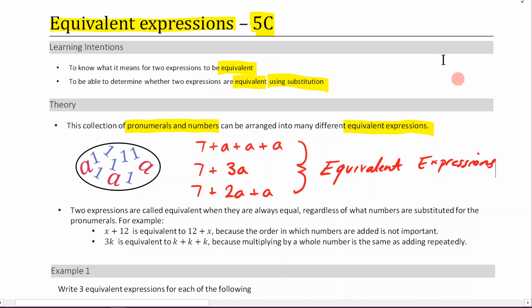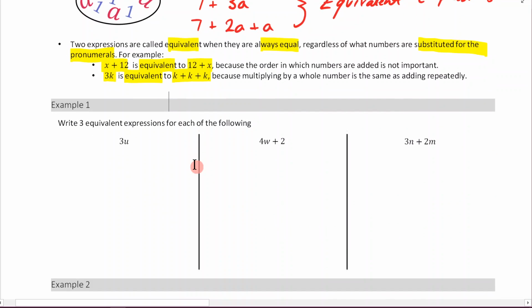Equivalent expressions. Let's now read what we have down here. It says two expressions are called equivalent when they're always equal, regardless of what numbers are substituted for pronumerals. And we'll be going into that a bit later, substituting. For example, x plus 12 is equivalent to 12 plus x, because the order in which numbers are added is not important. 3k is equivalent to k plus k plus k, because multiplying by a whole number is the same as adding repeatedly. And that's what we saw here. A plus A plus A is the same as 3a. Okay, let's go through some examples now.